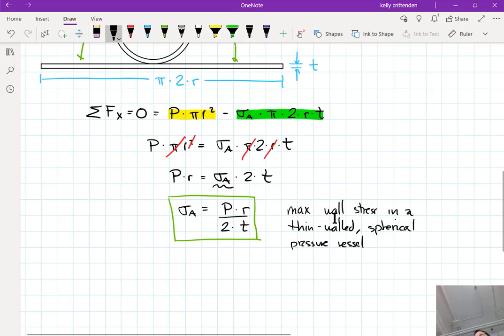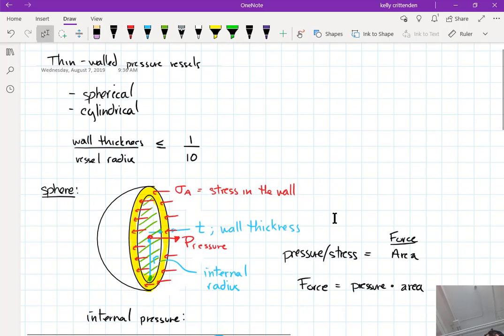A basketball probably is pretty close, if not exactly, a thin wall pressure vessel. It's got a relatively thin wall compared to its radius. I'd have to cut a basketball open and see how thick the wall is, but something in that kind of range, where the wall is about 1/10 the radius, and this equation would model that relatively well.